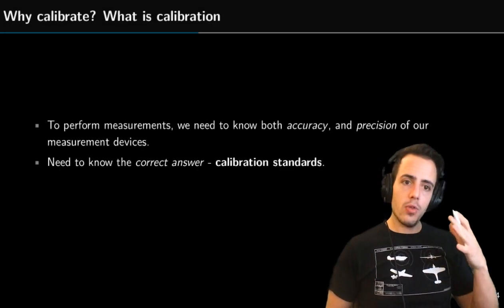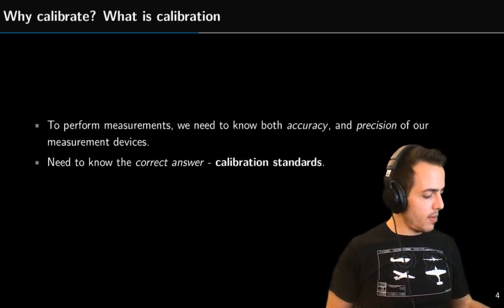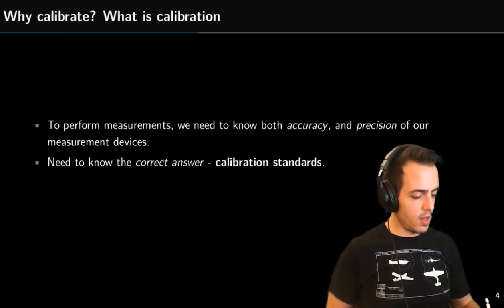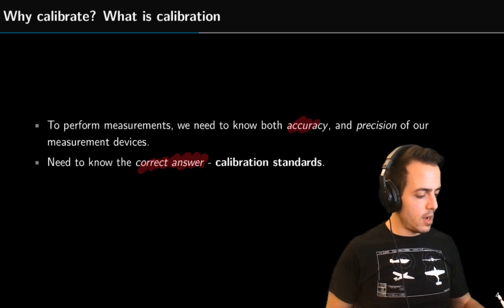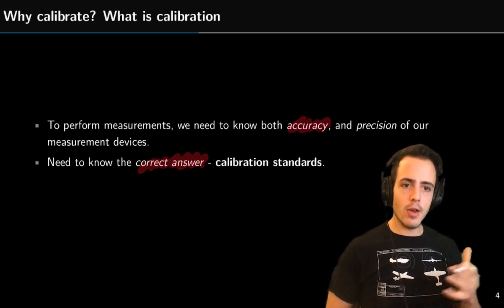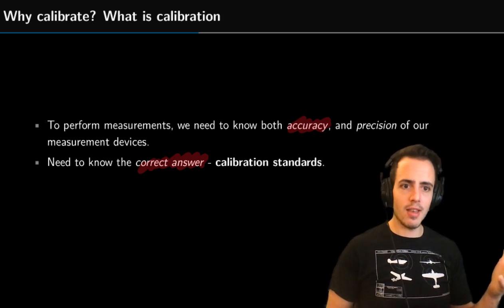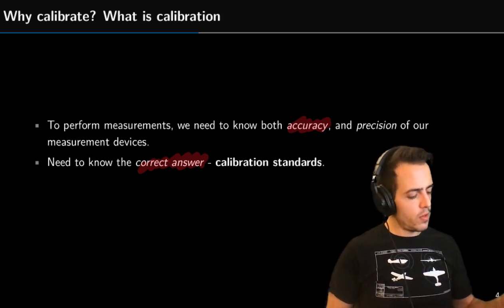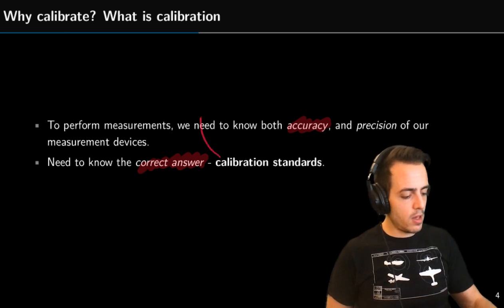So that idea of needing to know the correct answer, this is the idea of accuracy. So we'll highlight this in red, correct answer. And this is where we have calibration standards. We don't necessarily know what the true value of anything is before we do an experiment. So we've got different sets of standards we can use. We can have national standards.